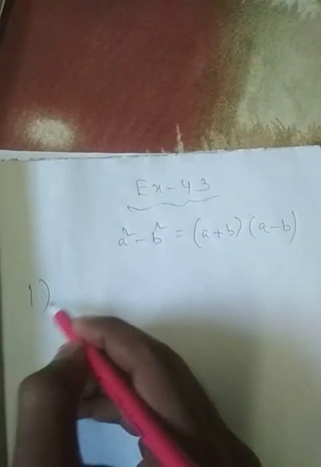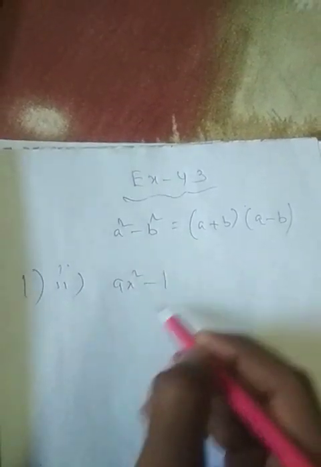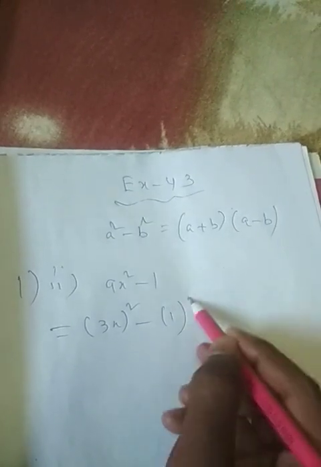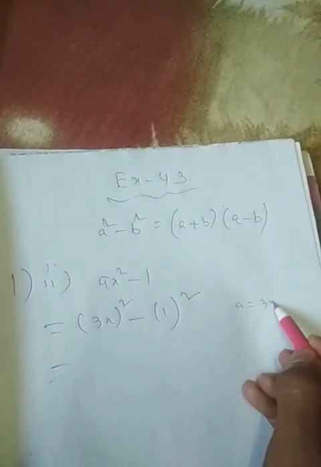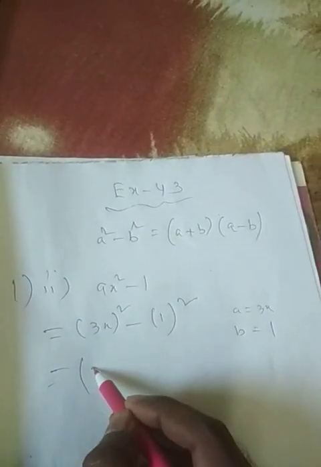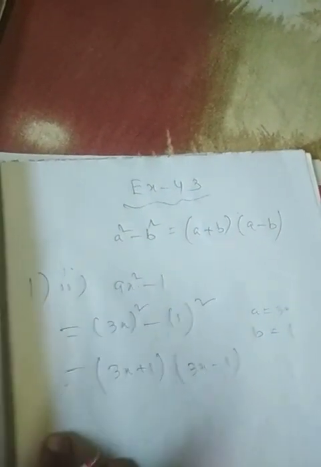Like math number 1, number 2, 9x square minus 1. You can write 3x whole square minus 1 square. So here a means 3x, b means 1. So I can write a plus b, that means 3x plus 1. A minus b, I can write 3x minus 1. Very easy.